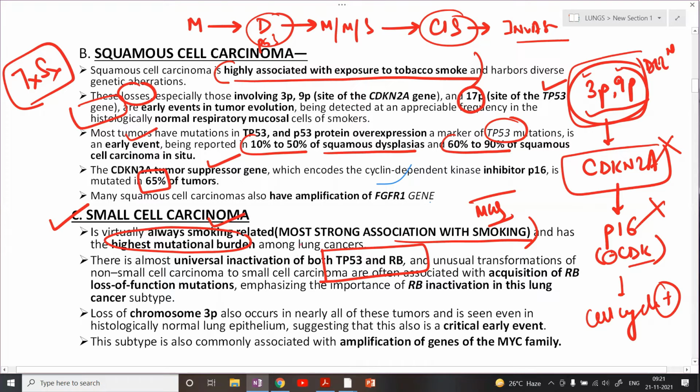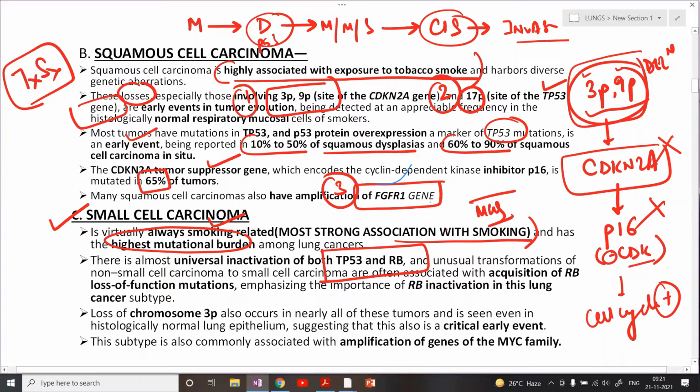One important thing I forgot to tell you about squamous cell carcinoma: they also have amplification of the FGFR1 gene. So here you have to speak about 3p, 9p, 17p, and thirdly FGFR1. These three things you have to speak about in squamous cell carcinoma.